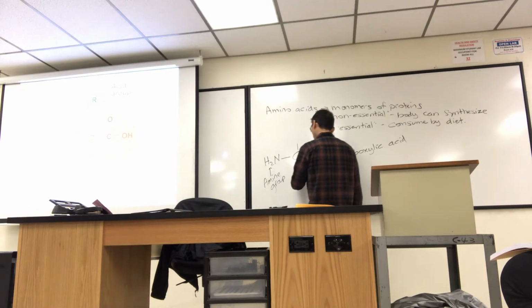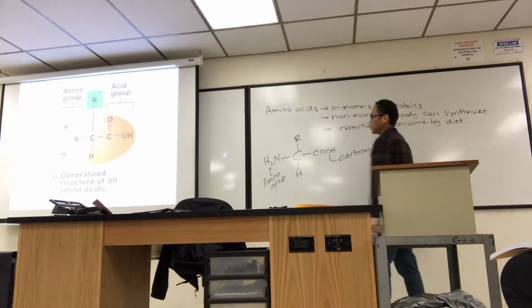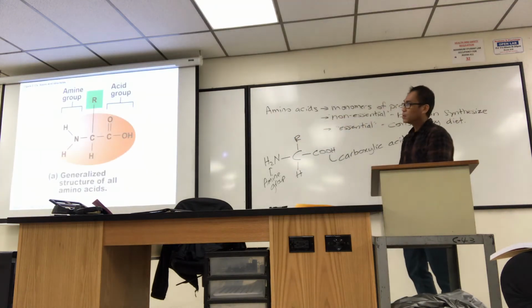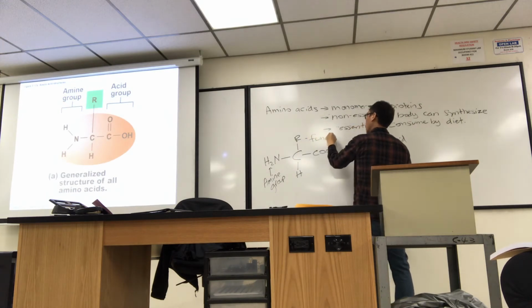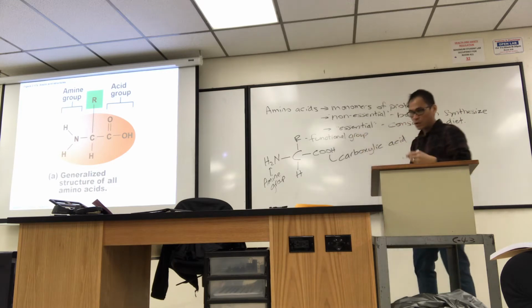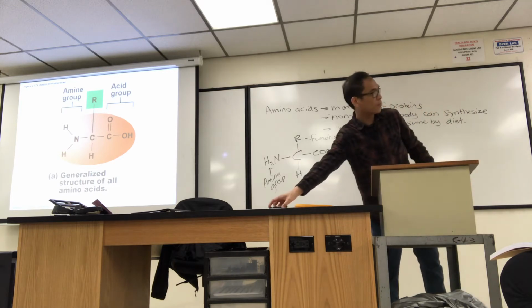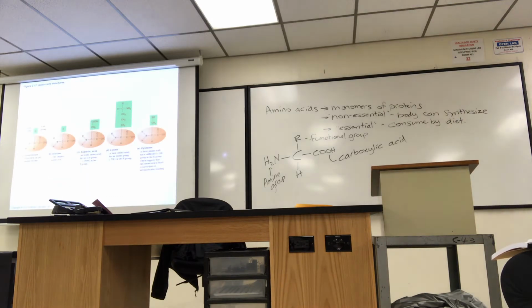A hydrogen at a third position. At that fourth position where they put a generic R, that's actually the functional group. It gives the amino acid its characteristics so the protein can fold in a certain way. And they give some examples of amino acids.